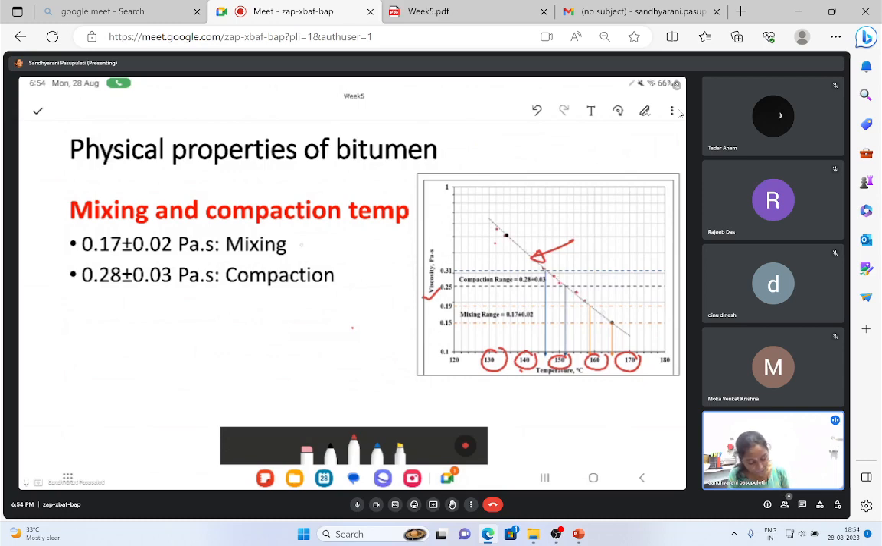So according to the MS2, you just select the viscosity 0.17 plus or minus 0.02. Here 0.17 plus or minus 0.02 means 0.17 plus 0.02 is one condition, and 0.17 minus 0.02 is another condition. This would be 0.19 and this would be 0.15. So this is the range of viscosity bitumen should have so that you can mix very well.